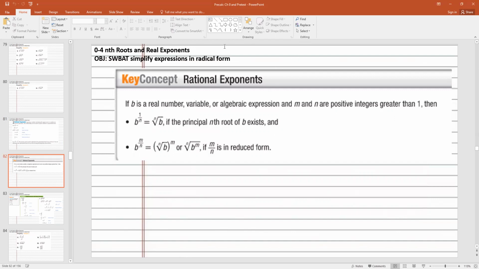All right, so what does that mean? It means if we have x to the 1/5, that's going to be the same as the 5th root of x. So that denominator in the exponent is the same as the index. So again, if we had y to the 1/9 power, that's going to be the 9th root of y.